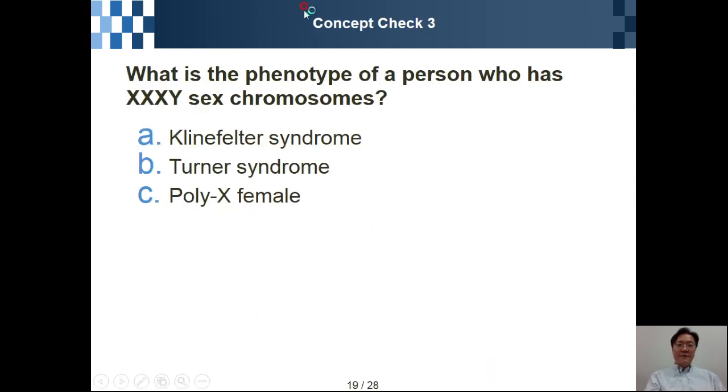We will do a concept check once again. What is the phenotype of a person who has XXY sex chromosomes? They have the Y chromosome. We can say that if they have a Y chromosome, they have the SRY gene. That SRY gene can activate the production of testosterone, testosterone can be changed to androgen, and androgen plays an important role in generation of Wolffian ducts. So their phenotype will be male, and we call it Klinefelter syndrome. Okay.